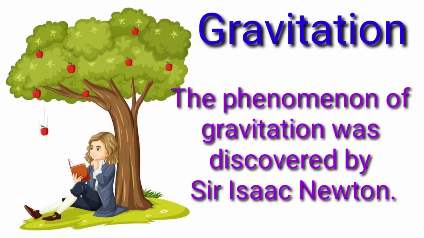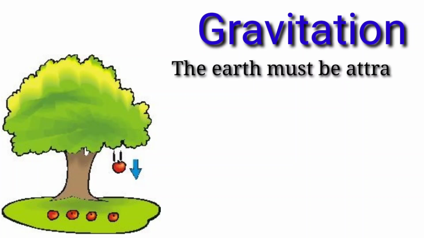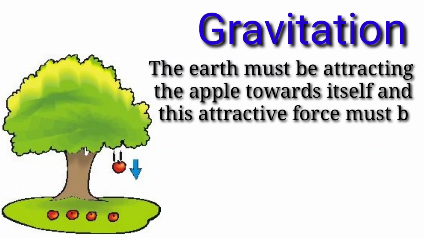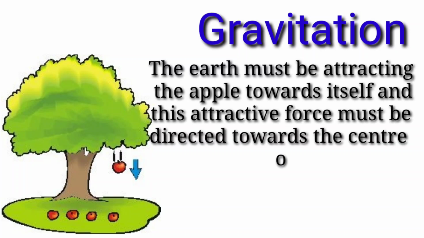As the story goes, he discovered the force by seeing an apple fall from a tree on the ground. He wondered why all apples fall vertically downward and not at an angle to the vertical. Why do they not fly off in a horizontal direction? After much thought, he came to the conclusion that the earth must be attracting the apple towards itself, and this attractive force must be directed towards the center of the earth.